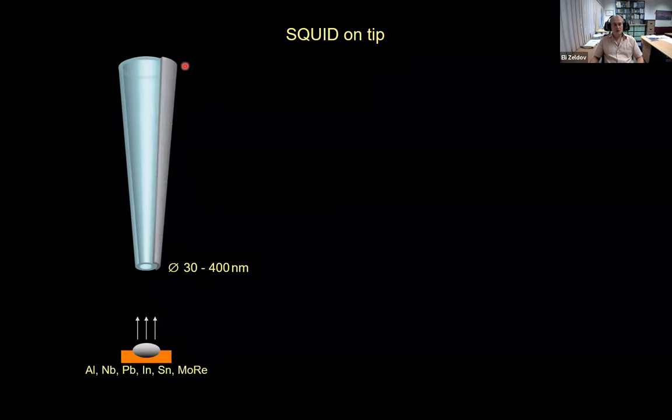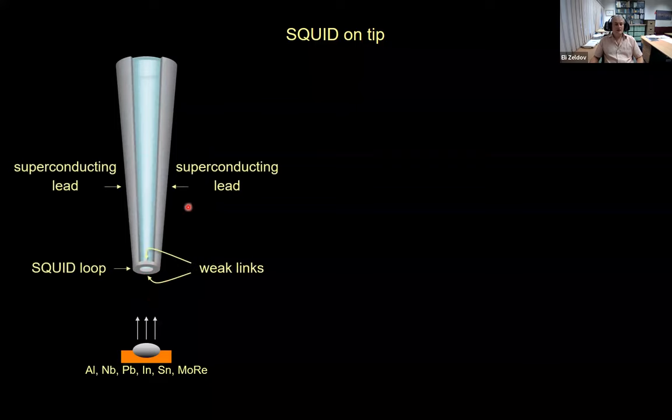In the first step, we coat one side of the pipette, then the other. And then the third step, we coat the ring at the apex. So as a result, where the leads overlap the ring, we have stronger superconductivity. And in the gap between the leads, we have weaker superconductivity, which form the weak links of a SQUID.